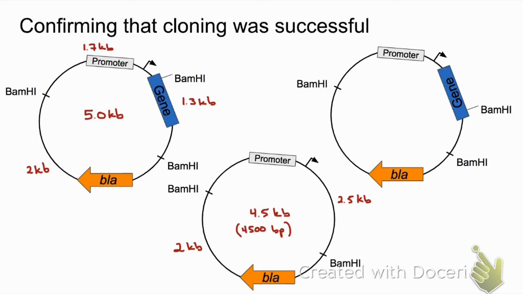If this gene were put into the plasmid in the wrong orientation, as is shown on the far right, you'll see here that the location of that BamHI site within the gene in relationship to the two BamHI sites within the plasmid would change. And so in this case here, though the plasmid is still 5 kb in size, the fragments that would be generated would be different in size compared to the plasmid we anticipate to create on the far left-hand side.